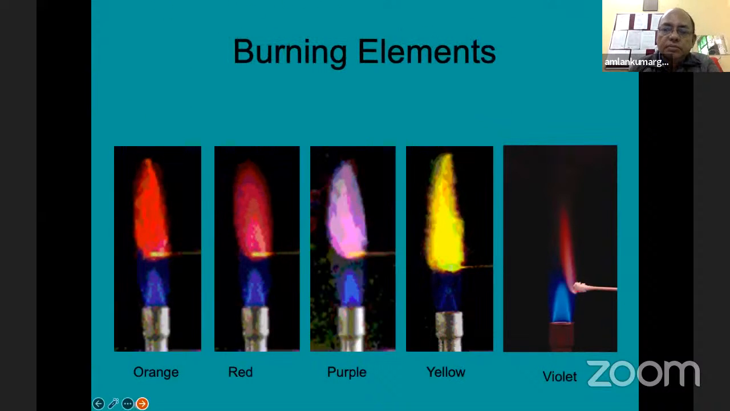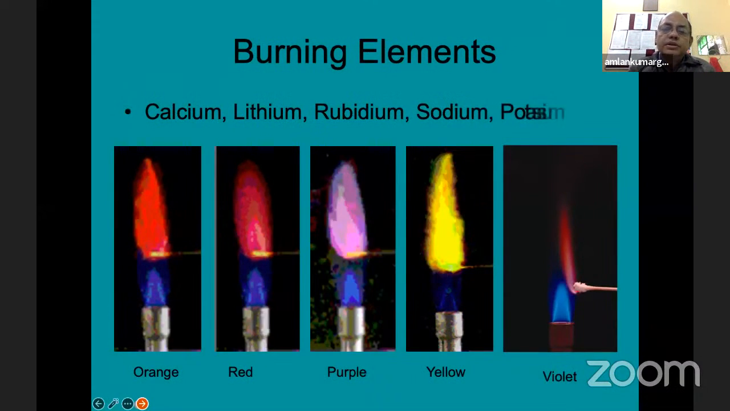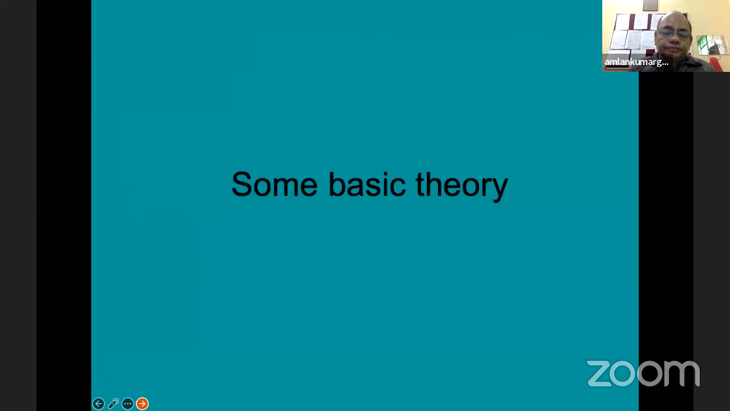Now you can see burning elements would produce different colors of the flame, and they correspond to different elements. So if you knew what color of the flame it is, you can probably find out what is that element that is associated with the compound that you are introducing into the flame.